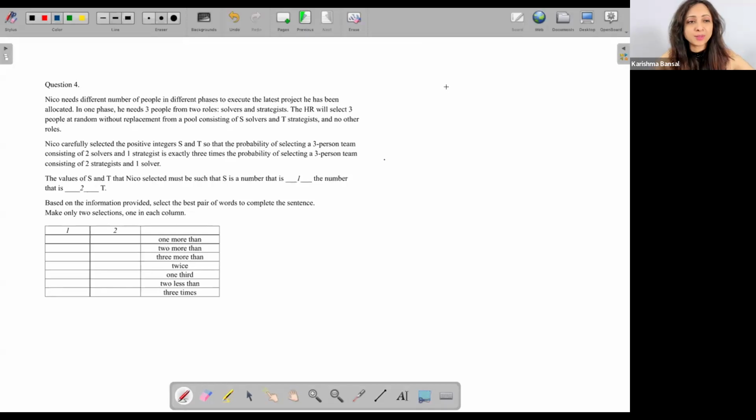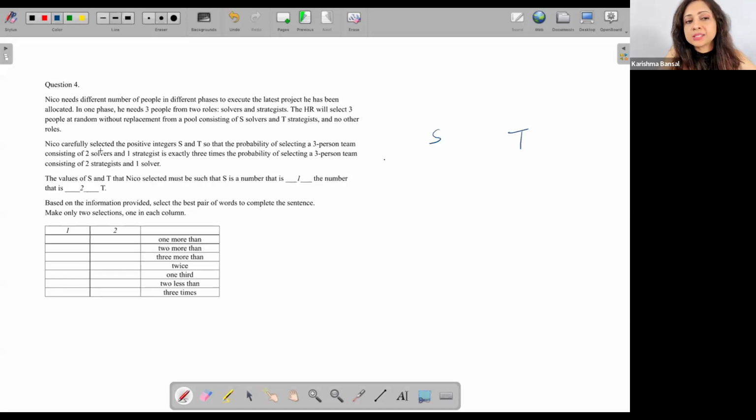Good. So let's look at it together. Nico needs different numbers of people in different phases to execute the latest project he has been allocated. In one phase, he needs 3 people from 2 roles, solvers and strategists. The HR will select 3 people at random without replacement from a pool of S solvers and T strategists and no other roles.